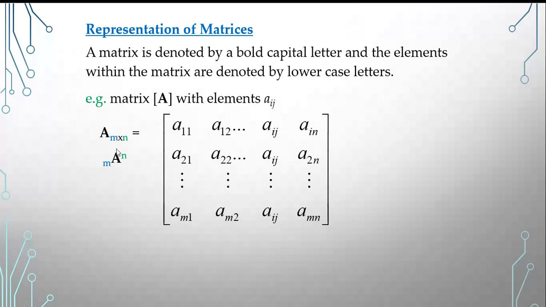So this is the representation of the matrix A, where the order is m cross n, because here we have m rows and n columns. So the order is m cross n. We also represent our matrices like that, A subscript m by n. So this is also a representation of matrices. And here i goes from 1 to m and j goes from 1 to n.